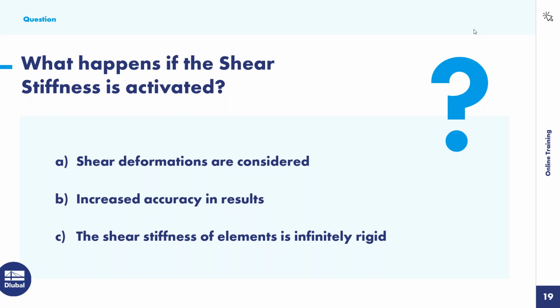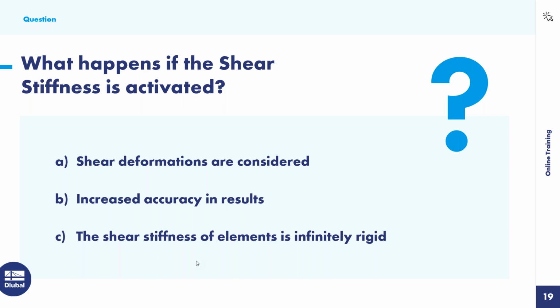Okay, so it looks like mostly everyone has answered C. So again, the question was, what happens if the shear stiffness is activated? When the shear stiffness is activated, the first option was shear deformations are considered. Then the second option was increased accuracy in results. And the third option was the shear stiffness of elements is infinitely rigid. So the correct answer for this is A, shear deformations are considered.